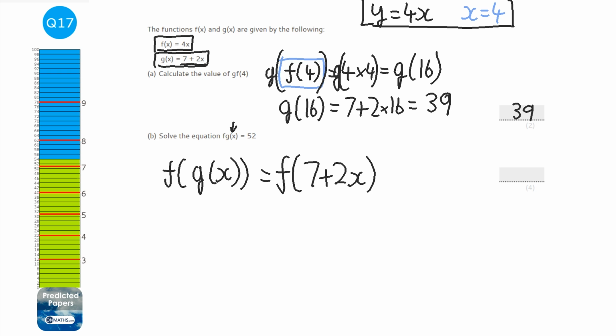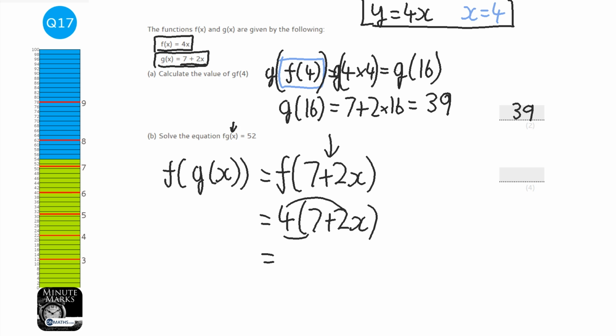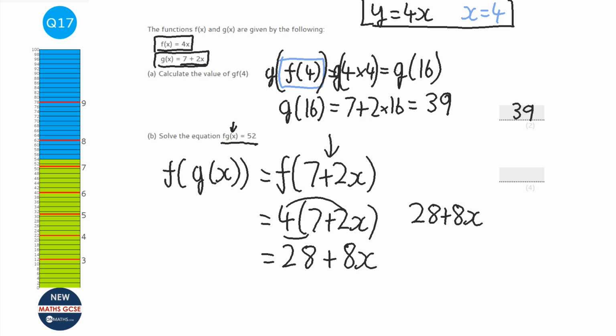Now F wants to then use that 7 plus 2x and feed it into the f of x equation. So f of x is 4 times x. We're feeding in the 7 plus 2x, so it's going to be 4 times (7 plus 2x). Then we can expand that a little bit. So 4 times 7 is 28, plus 4 times 2 is 8x. Okay, now there's an equation here which I've kind of ignored up until now, but we need to write it now. So it says that 28 plus 8x, which is fg(x), equals 52.